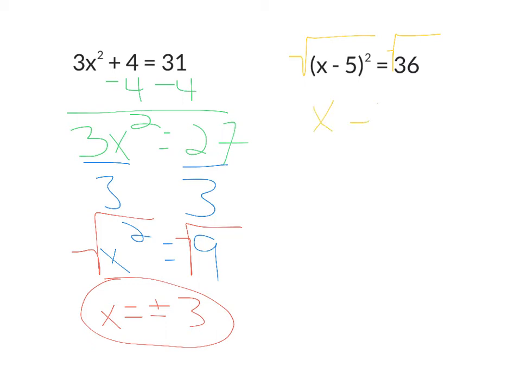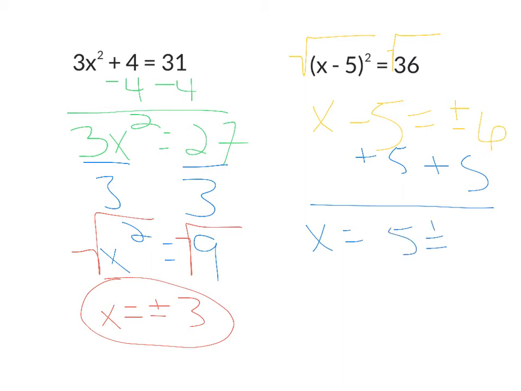So then I'd be left with x minus 5 equals, and the square root of 36 is plus or minus 6. To continue isolating my equation, I would add 5 to both sides of my equation, and I would get x equals 5 plus or minus 6. That means that I have to break this down into 2 separate parts. I need to first do x equals 5 plus 6 to get 11, but I also have to do x equals 5 minus 6 to get negative 1.